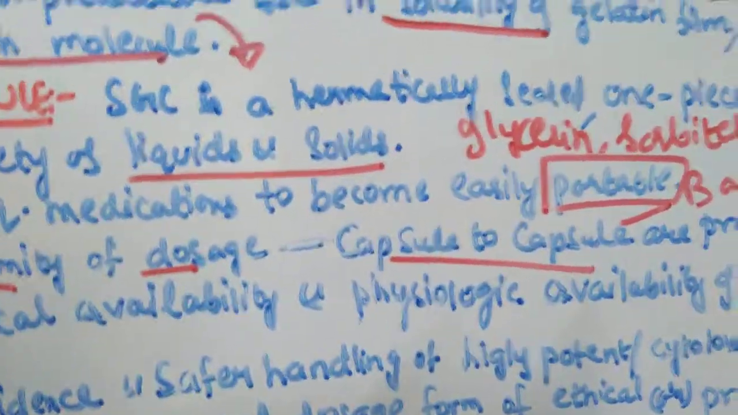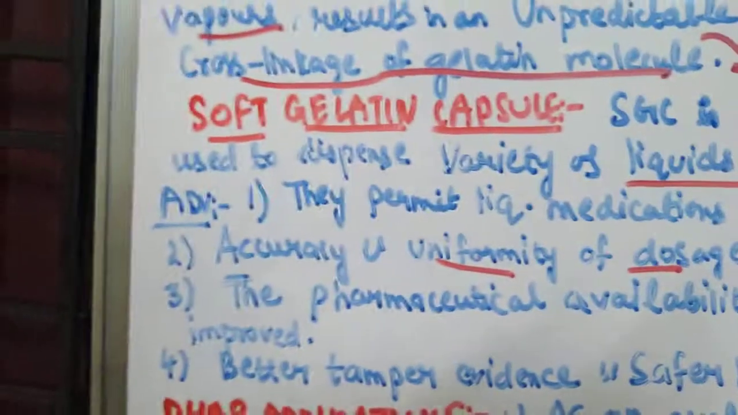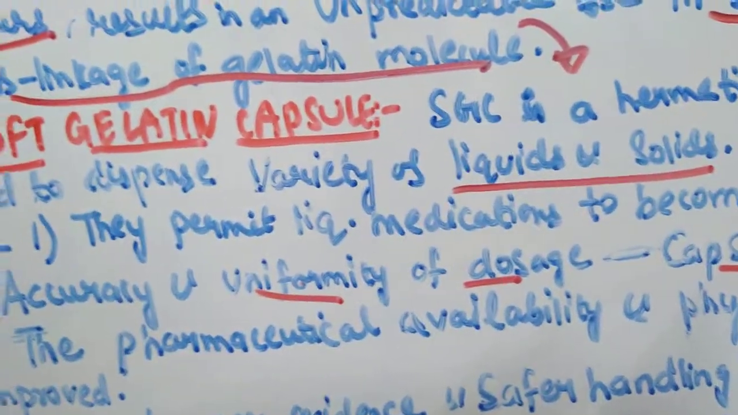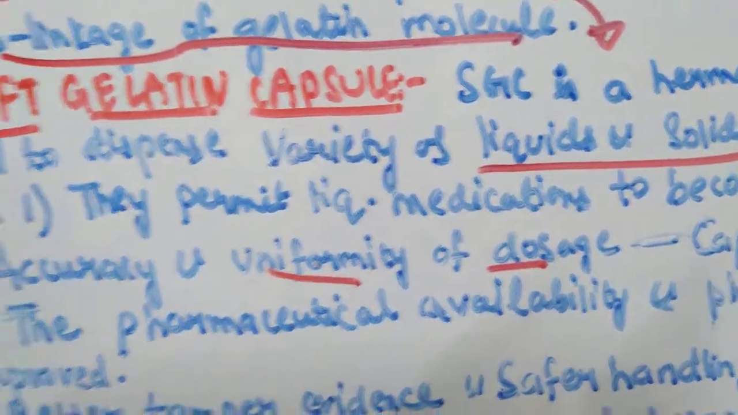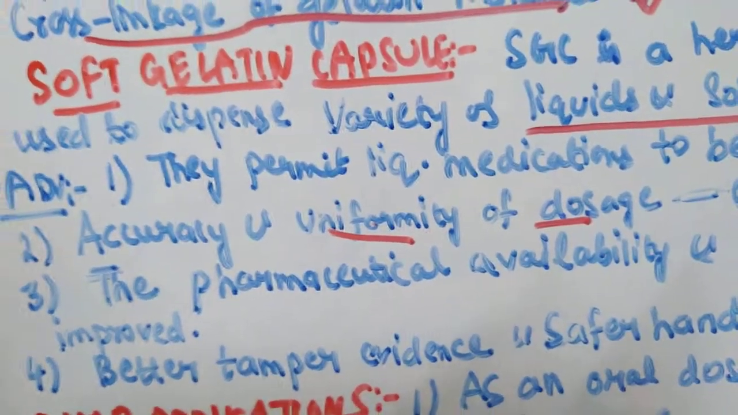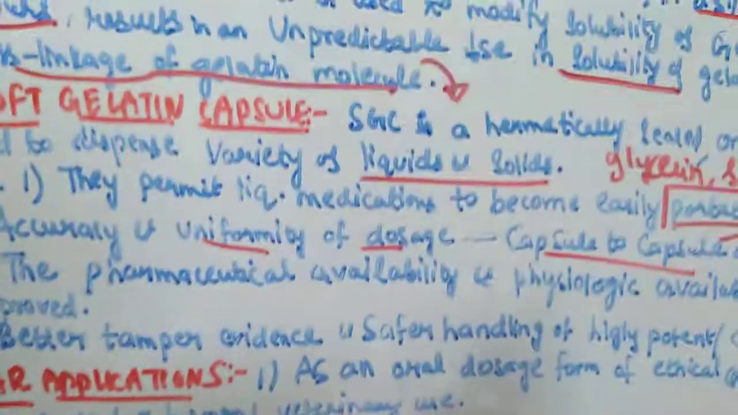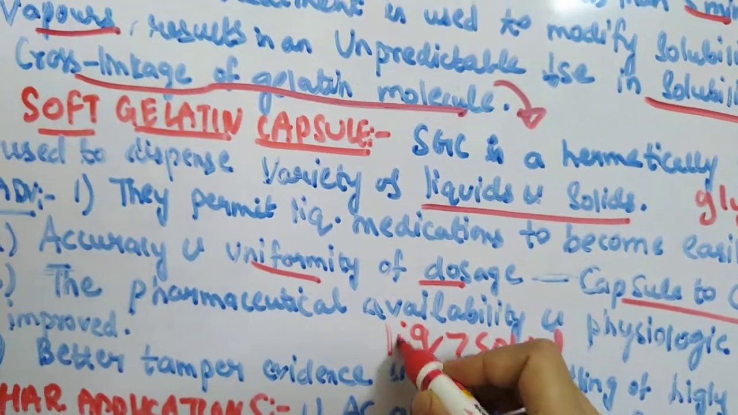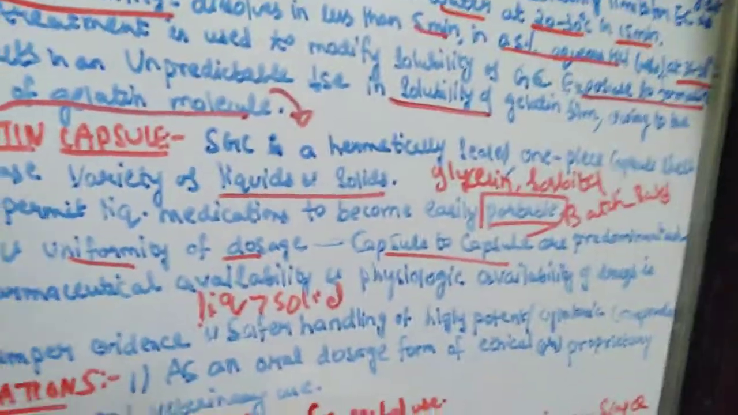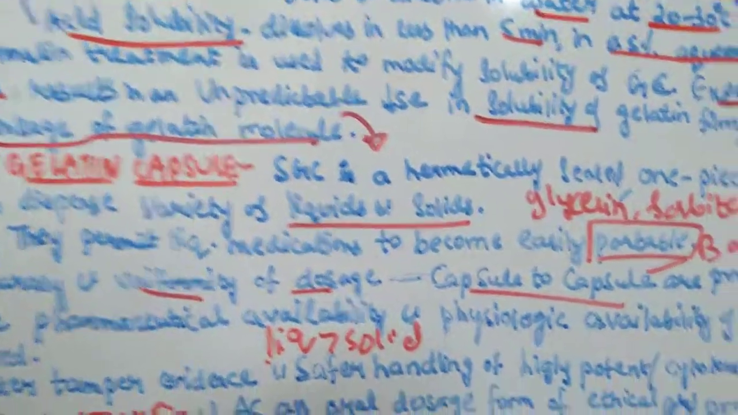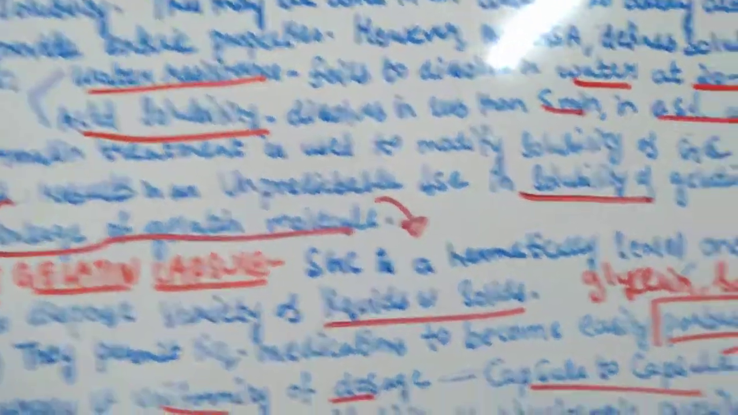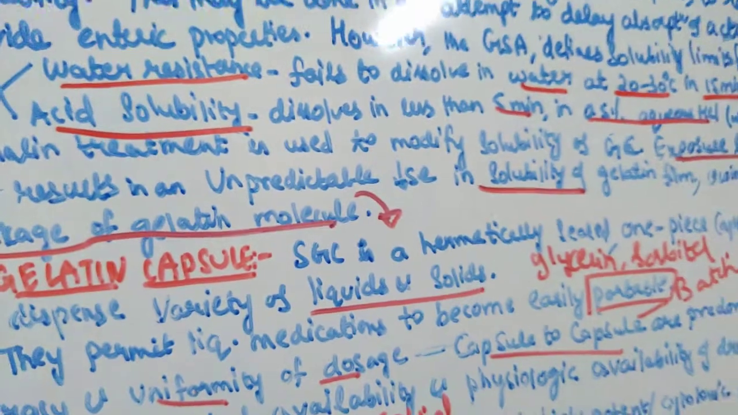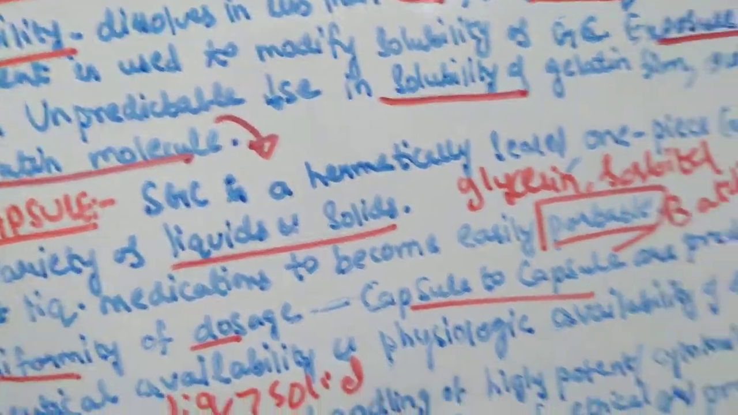Next, the physiologic availability. The physiologic availability of drugs is also improved, because they contain the drug in liquid form. I have told you, for absorption, when the drug is in liquid form, it can be better absorbed compared to a solid form, right? Whether it is in suspension or solution form, it doesn't matter, but a liquid is absorbed better than a solid. So that is why the physiological availability of drugs is improved, because they contain the drug in liquid form, whether in solution or in suspension form.